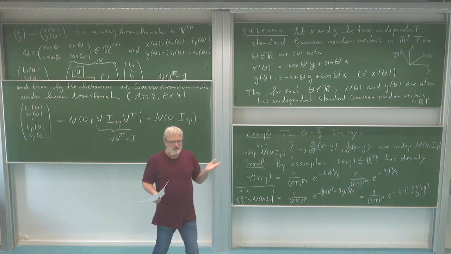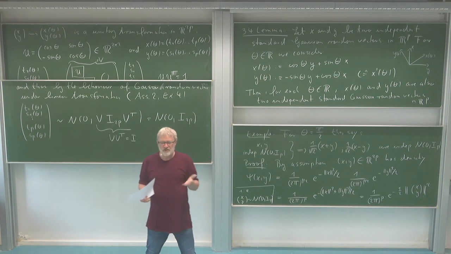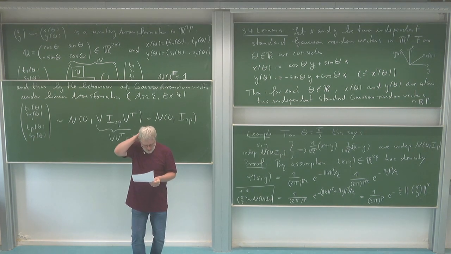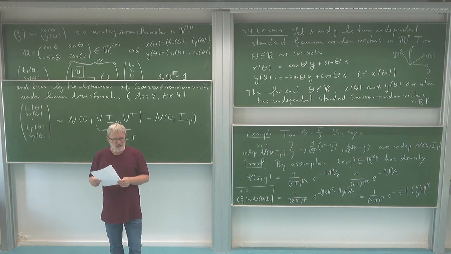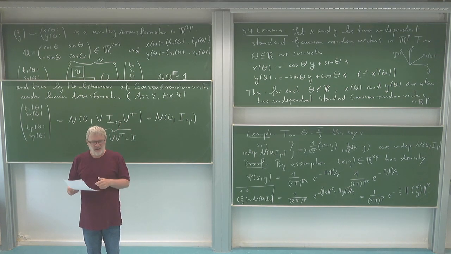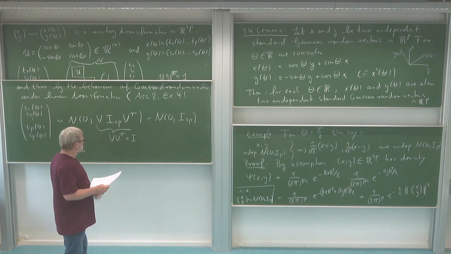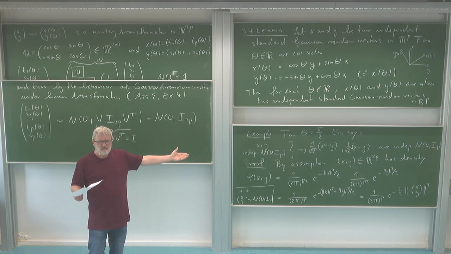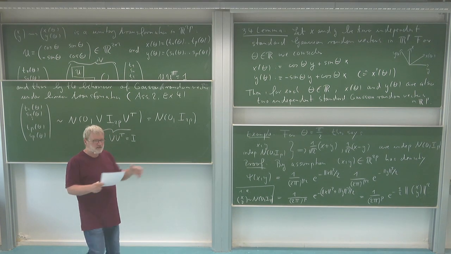So I still have a random vector which has this distribution, and this is telling me that this is a vector where all the components are independent and each has a standard Gaussian distribution. So if I split it again into two vectors, x theta and y theta, each of them is a standard Gaussian, but they are also independent. So x theta, y theta has the same distribution as x and y before.